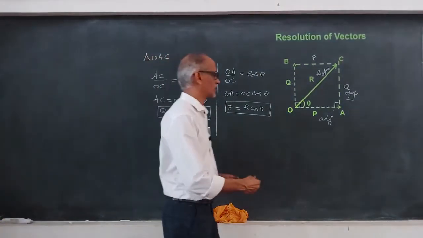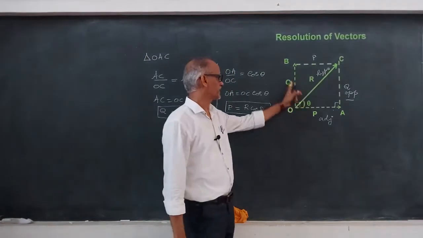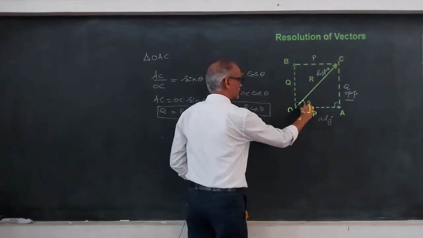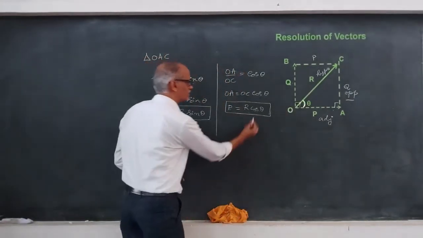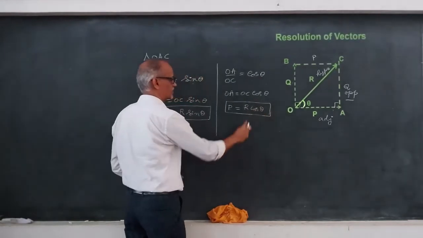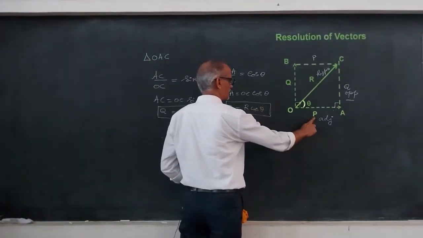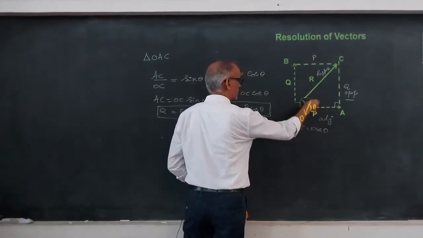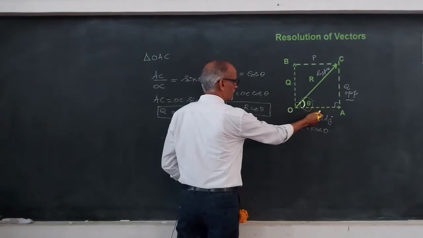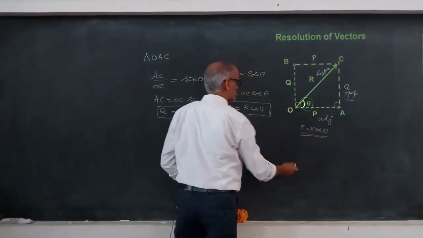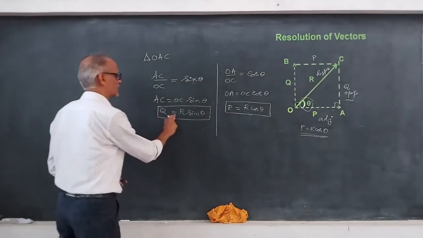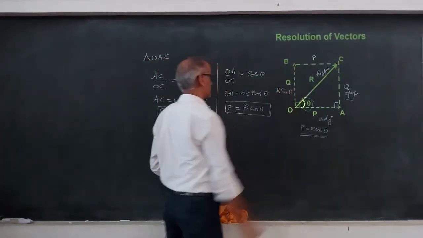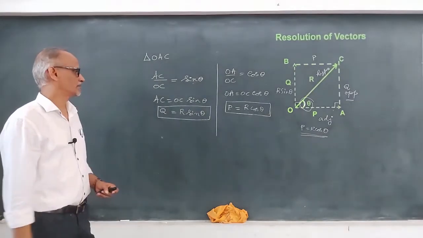So how to remember the components? Whenever two vectors are given, the component where you take the angle becomes a cos function, it becomes R cos theta. So here P is equal to R cos theta. Wherever you take that angle, the component nearer to that angle will always be the cos. The other will be the sine. So Q is equal to R sine theta. Okay. So this is how you have to remember.